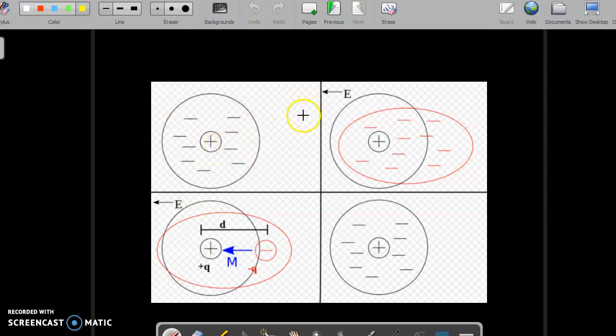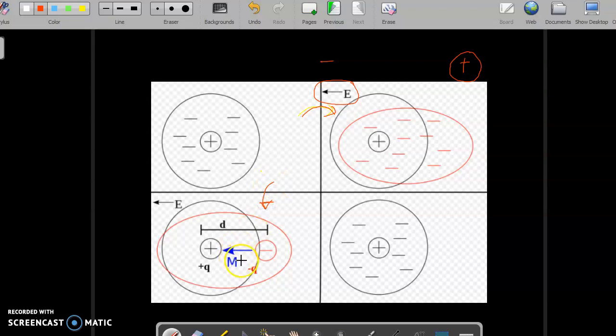Now let us see what will happen in the next image when I apply an external electric field. One side, the charges are trying to change their orientation. See, the cloud of electrons is slightly shifting towards the positive side of the electric field. This is the direction of the electric field. The cloud of electrons is slightly changing its orientation, whereas the nucleus will shift in the other direction. So equal and opposite charges are created. We can represent it like this.